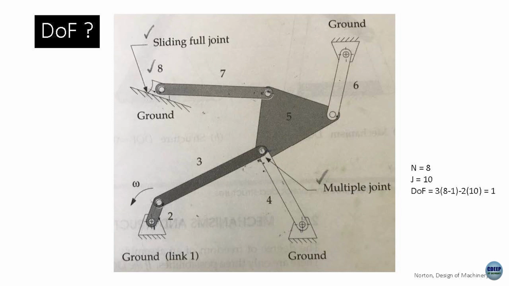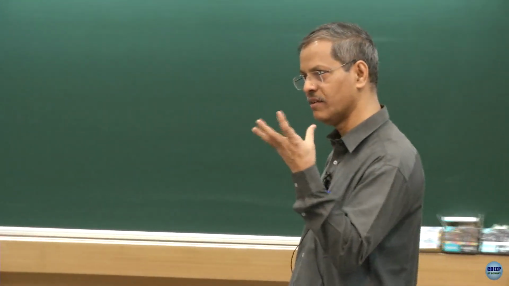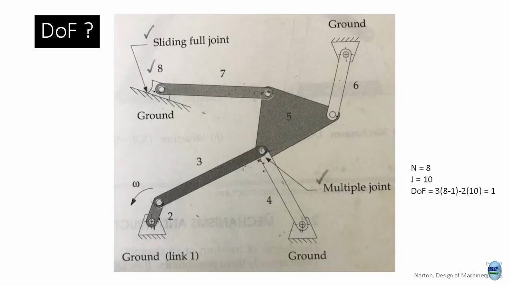So, let us take this example. This again I have taken from Norton's book. This we discussed in the previous class towards the ending, and we said it has 1 degree of freedom. The number of links is 8, as numbered there, and the number of joints turned out to be 10. So, 8 links minus 1 is 7, into 3, gives 21 degrees of freedom if they were left free to themselves. Then you have put in 10 joints, including the sliding joint there. Some of you missed that. So, including this sliding joint here, there were 10 joints, and there is a double joint here between 3 and 4 and between 4 and 5. So, keeping this in mind, 10 joints would knock off 20 degrees of freedom, and 21 minus 20 turned out to be a single degree of freedom mechanism.